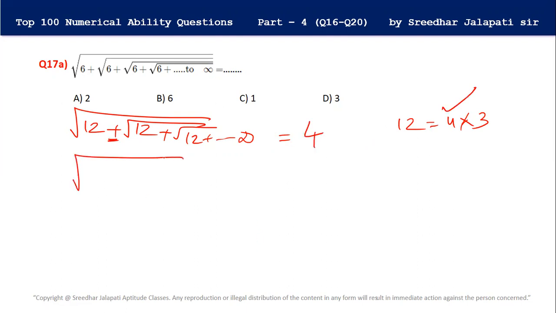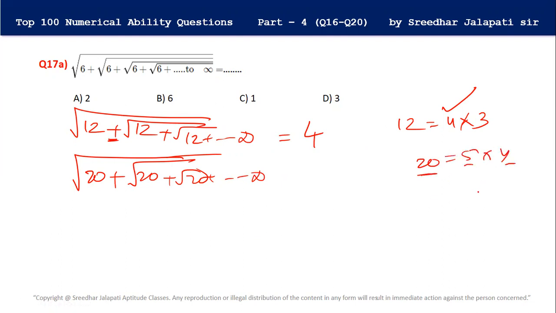Right? Similarly, if something is like root of 20, under root of 20, under root of 20, under root of 20, so on up to infinite terms. So 20 is 5 into 4, product of 2 consecutive. Of course, you can write 20 as 2 into 10 also, but these are not consecutive numbers. You have to write it as product of 2 consecutive numbers, and as the symbol is plus, bigger number is the answer.